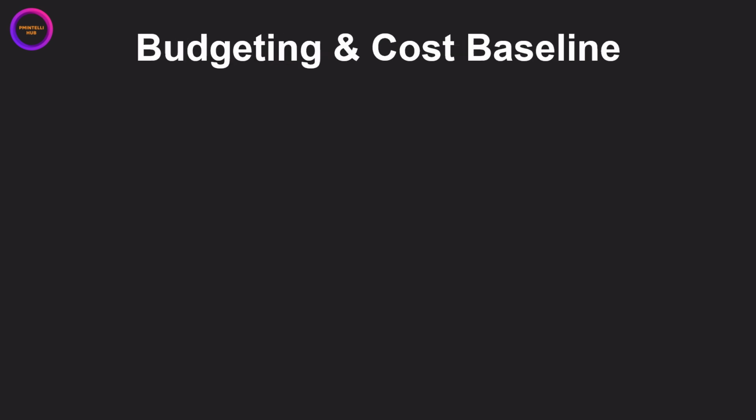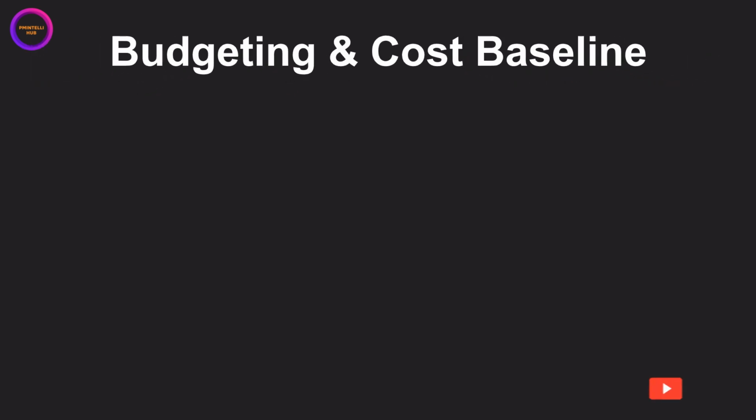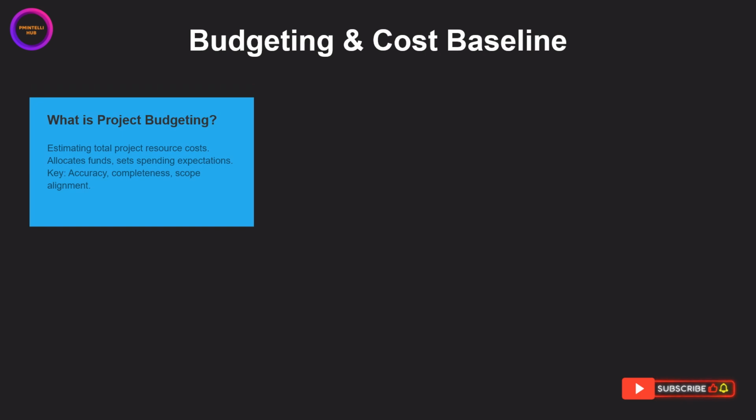Let's begin with the foundation of all cost control: budgeting and the cost baseline. In this section, we will answer several key questions. First, what is project budgeting? It's the process of estimating total costs, allocating funds, and setting spending expectations. The keys here are accuracy, completeness, and making sure it's aligned with the project scope.